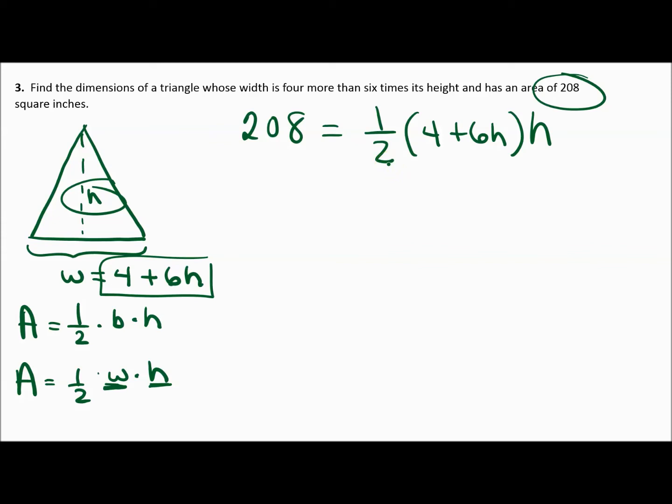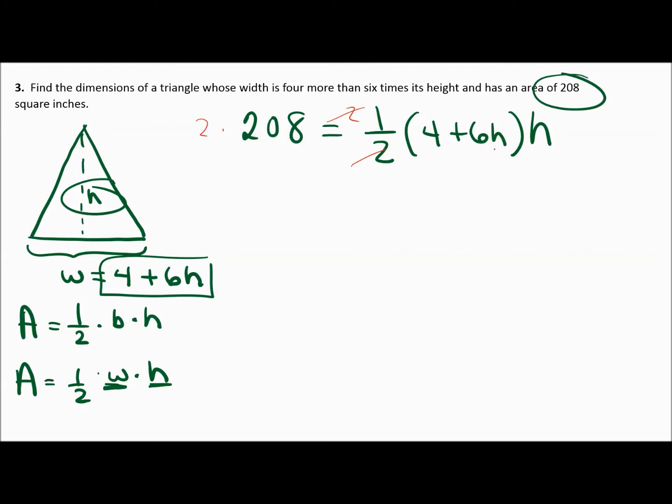What I could do immediately, and I will do this, I could just multiply both sides by 2, and that 2 cancels with that 2, and we're good to go. That way you don't have to worry about the 1/2. The other option is I could distribute the 1/2 inside the parentheses, so 1/2 times 4 is 2, and 1/2 times 6h is 3h. Then you distribute the h in.